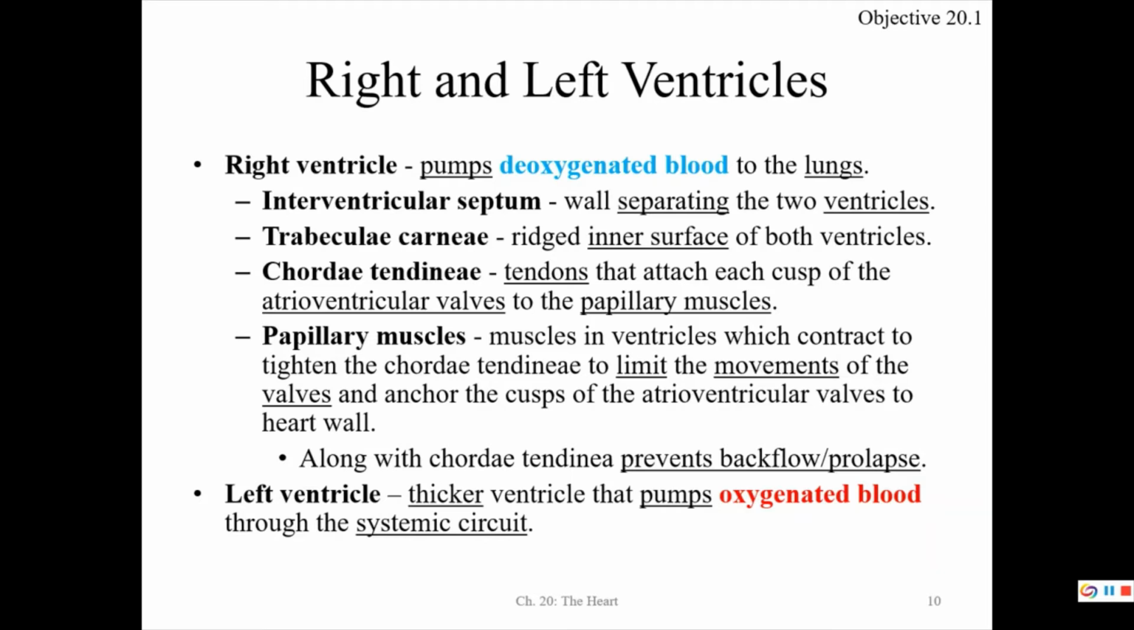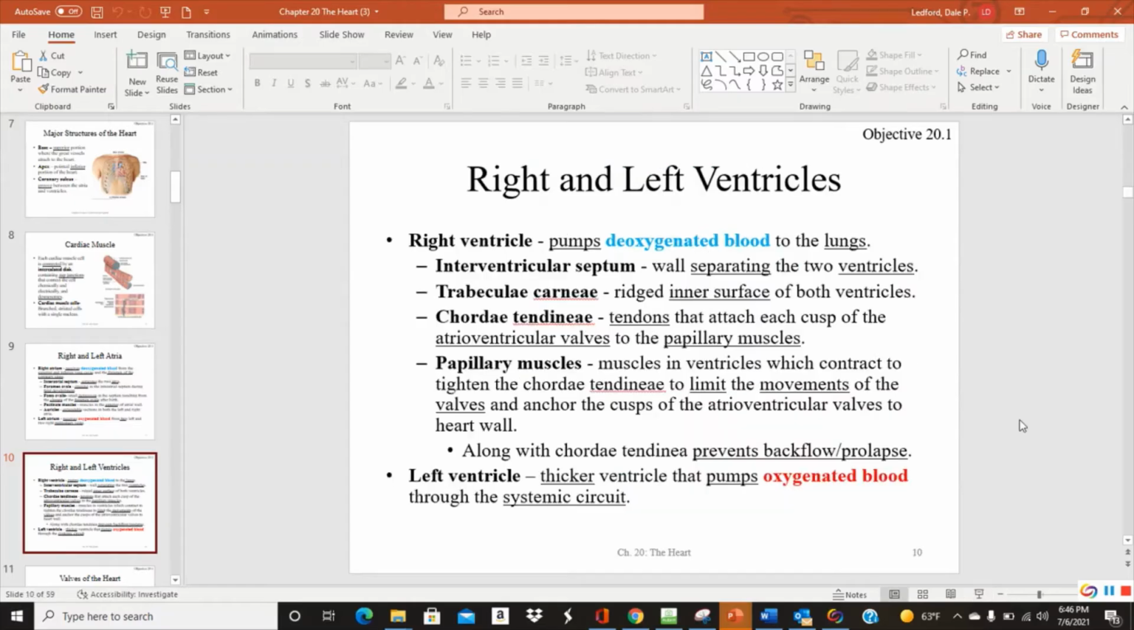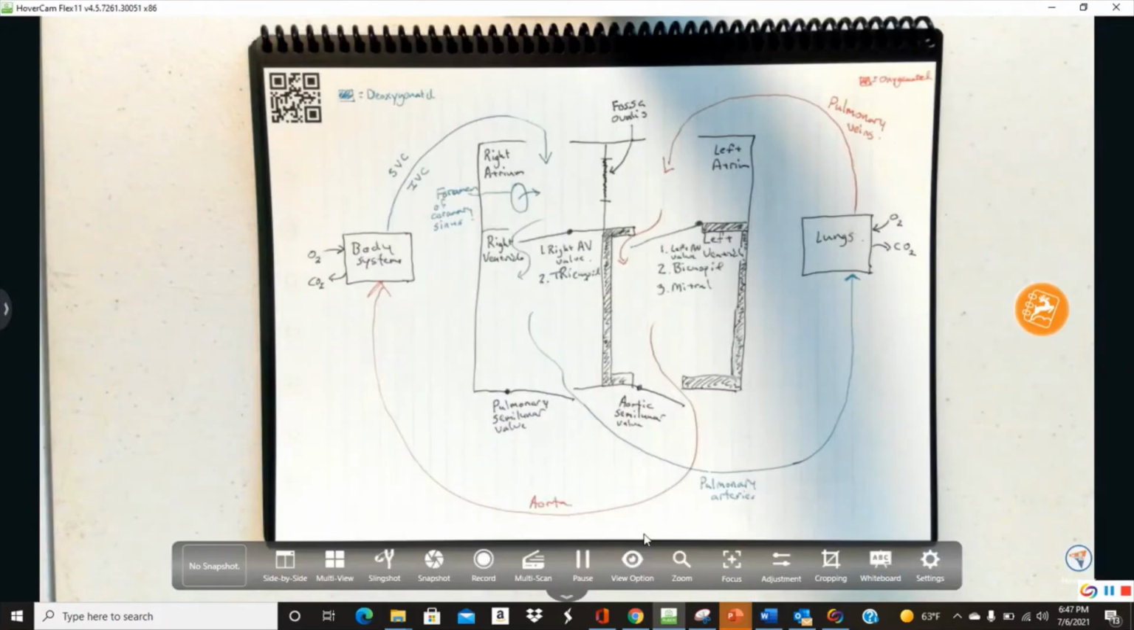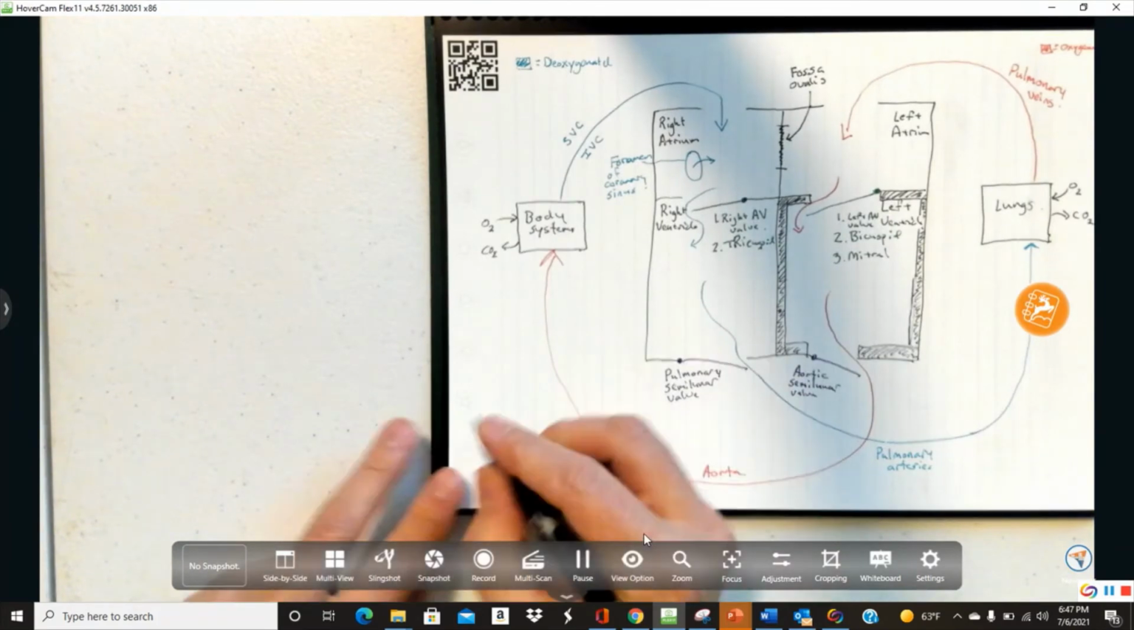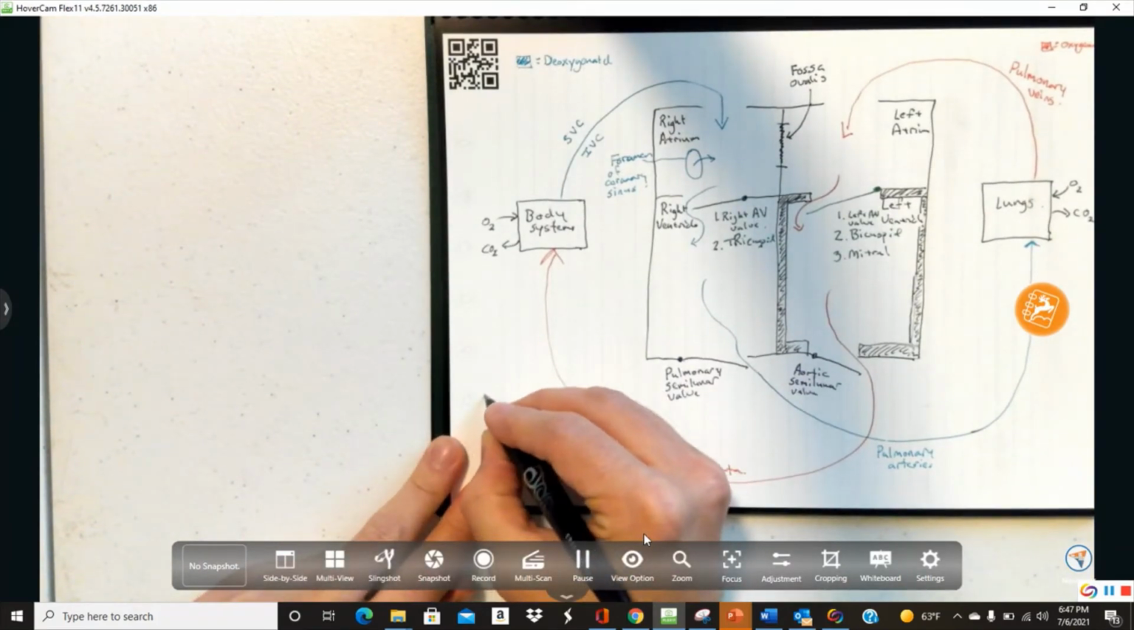Now, the trabeculae carneae, if you look inside the walls of the ventricles, are a ridged surface. It's kind of roughened looking in there. Then there are the chordae tendineae and the papillary muscles. Now, these are very important, and I want to talk about this. I'm going to make a little side jot on the side of my drawing here, a little mnemonic I use, and let's talk about our AV valve.